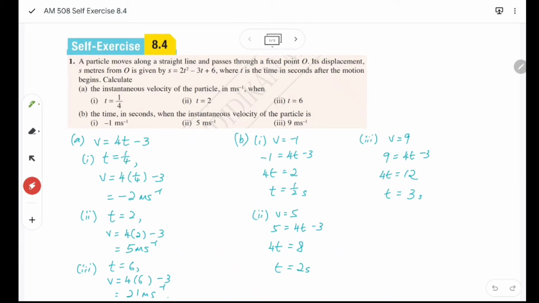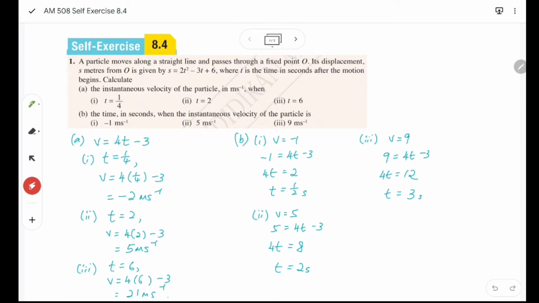Number 2, when t equals 2, what is the instantaneous velocity? Again, we sub the 2 into the function of v. 4 times 2 minus 3, and we get v equals 5 meter per second. When t equals 6, v equals 4 times 6 minus 3, 24 minus 3, and we get 21 meter per second.